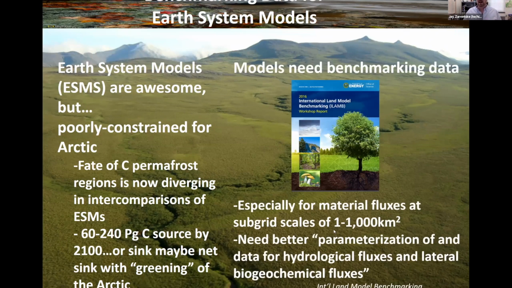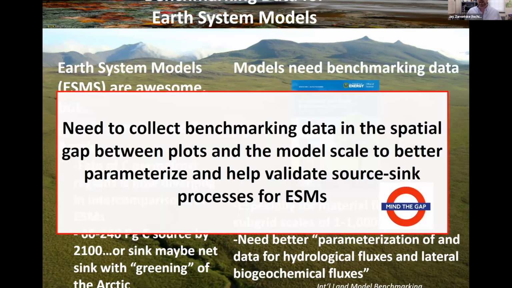as collecting data at this intermediate scale between 1 and 1,000 kilometers squared, so that they can better parameterize these hydrological fluxes and lateral biogeochemical conditions. So we need to collect that data. And this is another good reason to collect that synoptic data: it captures that intermediate scale needed for these Earth system models.